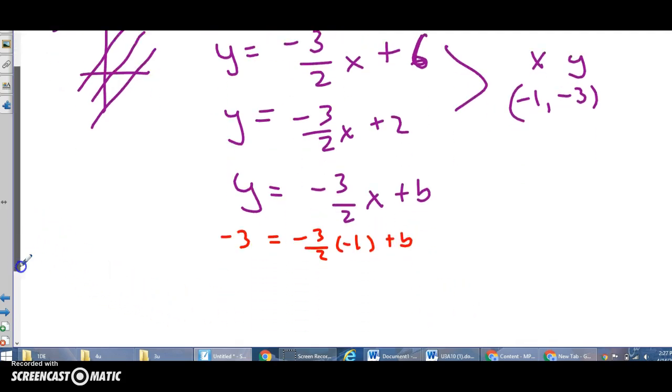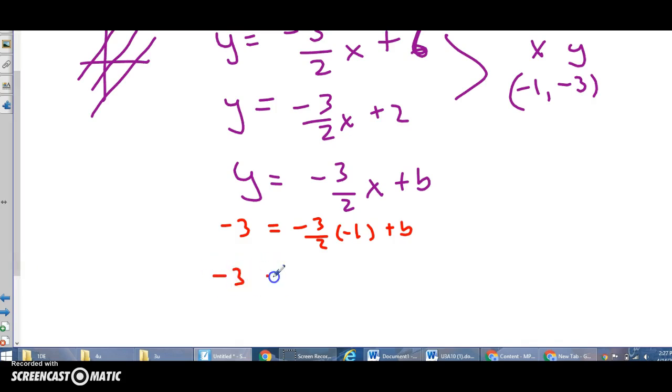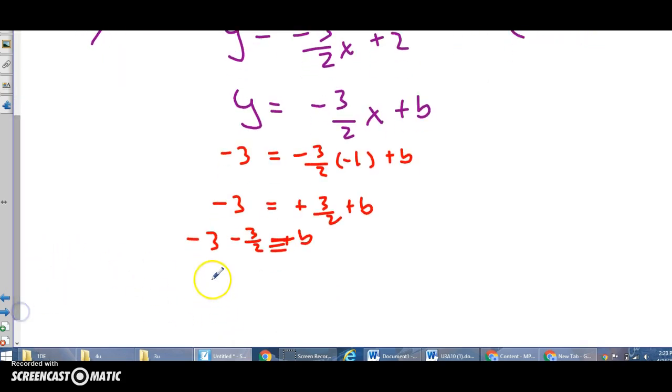Let me pull this down. So that is -3 is equal to, negative times a negative is a positive. So now I have 3 halves plus b. So you might want to change this to 1.5, up to you. I'm solving for b, so I have -3 minus 3 halves is equal to b. And then when I keep going here, that's -3, subtract 3 halves.